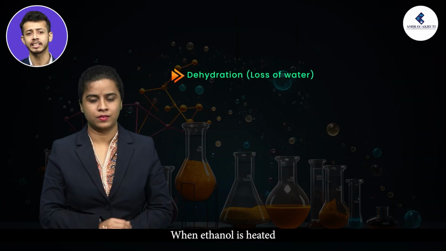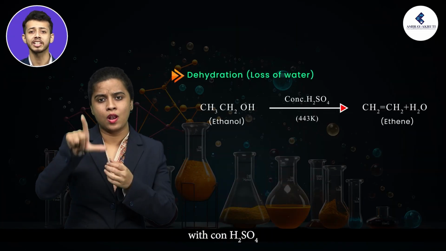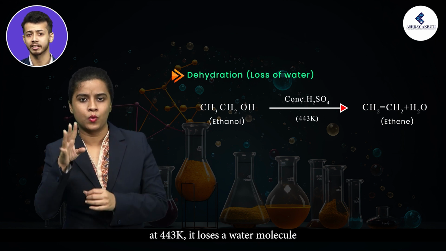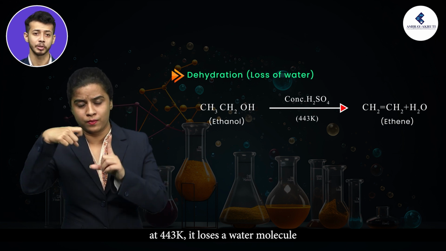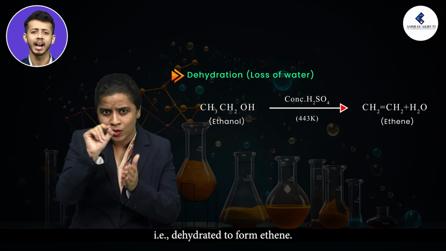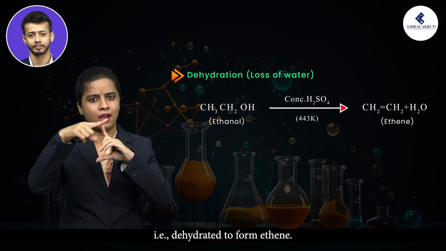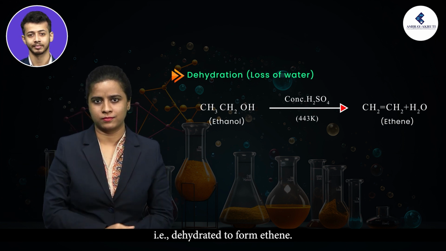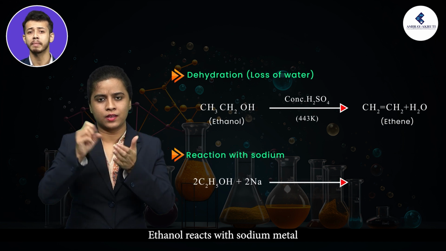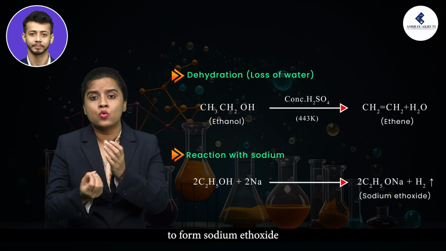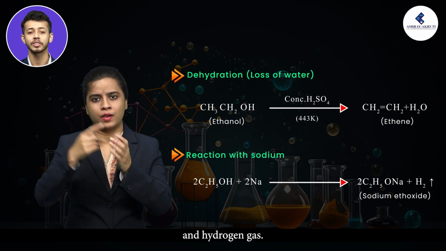When ethanol is heated with concentrated H2SO4 at 443 Kelvin, it loses a water molecule, that is, it is dehydrated to form ethene. Ethanol reacts with sodium metal to form sodium ethoxide and hydrogen gas.